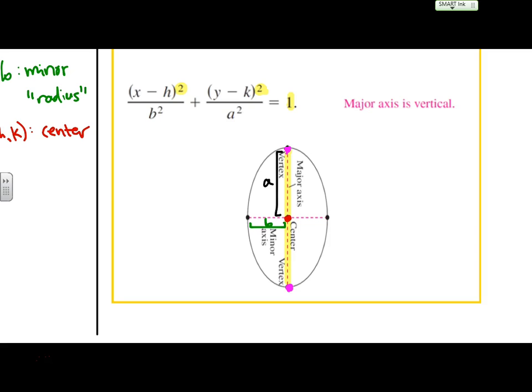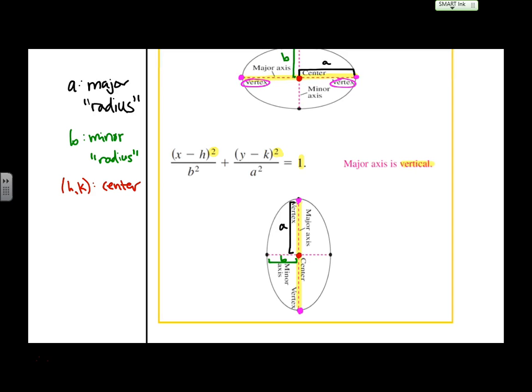So the reason that these two variables switch is just because A in ellipses, for the most part, just refers to the major. But the nice thing is you'll just see them as numbers. They won't necessarily be labeled as letters. And so you're just going to look at them and say, oh, hey, that one's bigger. Okay, it must be a major. If it's under the Y, vertical, or if it's under the X, horizontal.